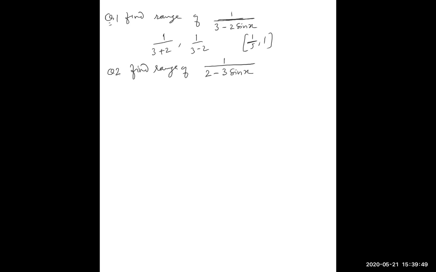This is equal to y. Let us take this is equal to y upon 1. Now we will cross multiply. So 2y minus 3y sin x is equal to 1. So from here, sin x is equal to 2y minus 1 upon 3y.